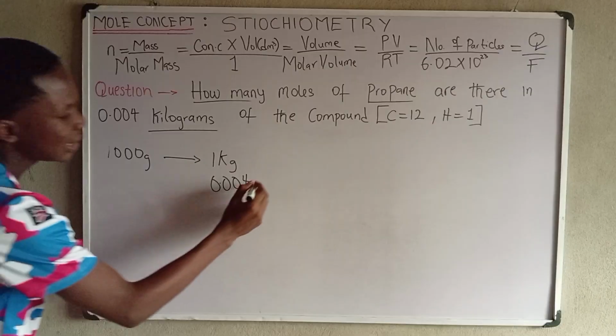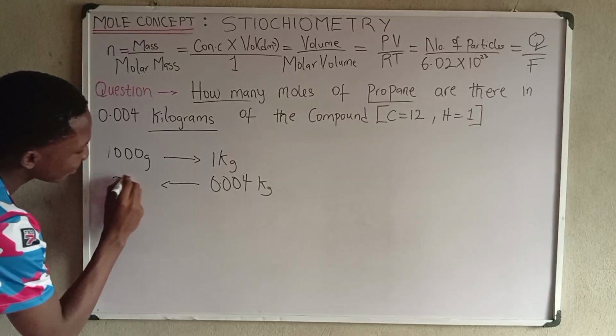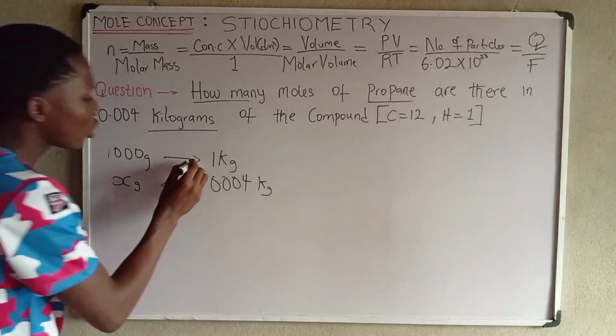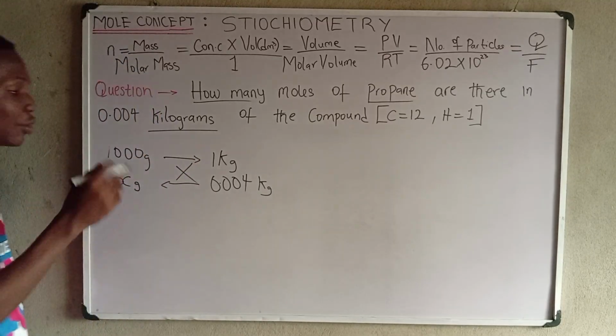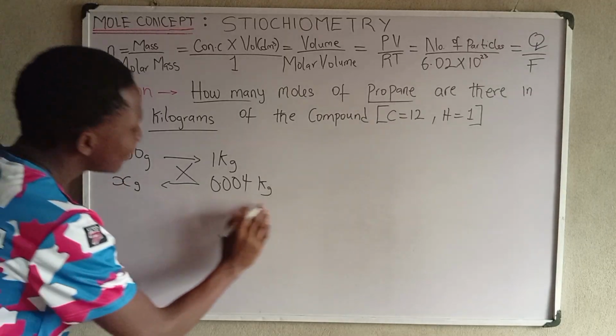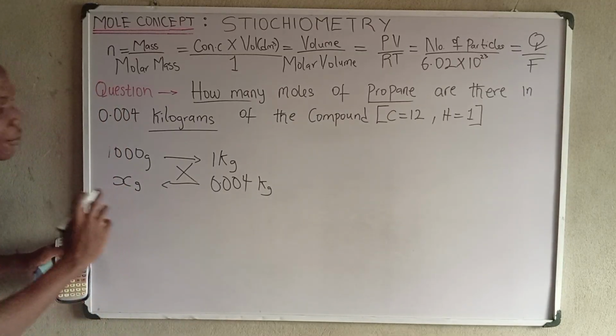0.004 kilograms will give us X grams. So we are looking for this. This is the value we are looking for. You will simply cross multiply it. My students, you remember I taught you how to cross multiply with the asterisk. For those who are just seeing this for the first time, let me simplify it even more. Now you just have to cross multiply.